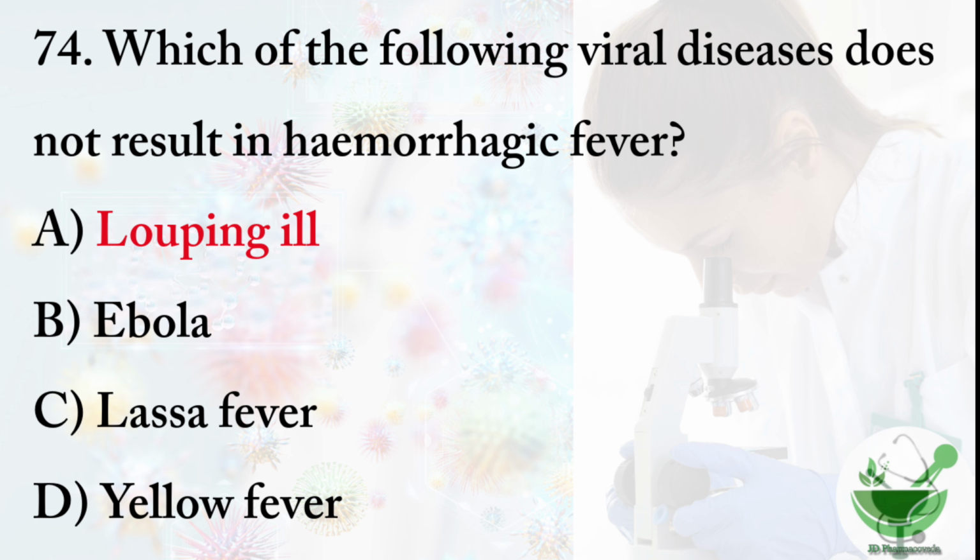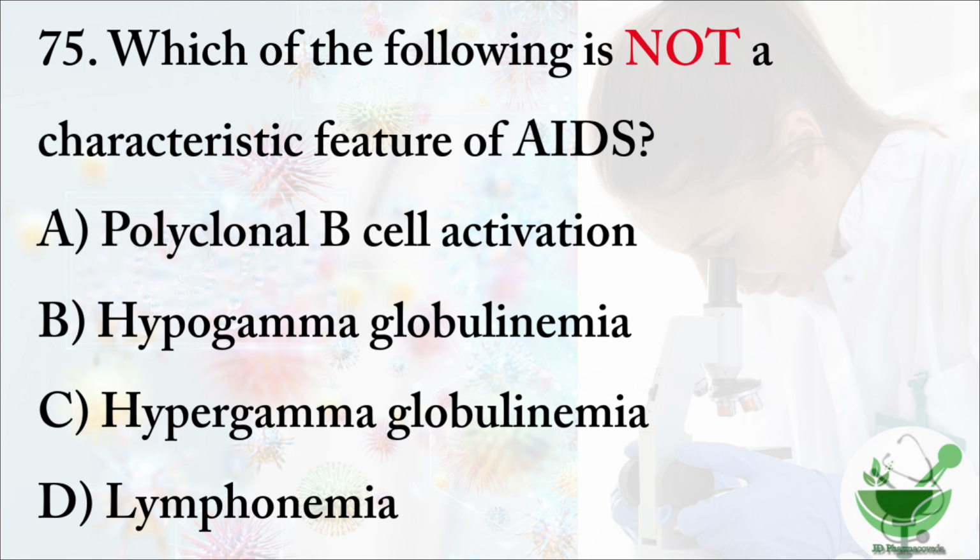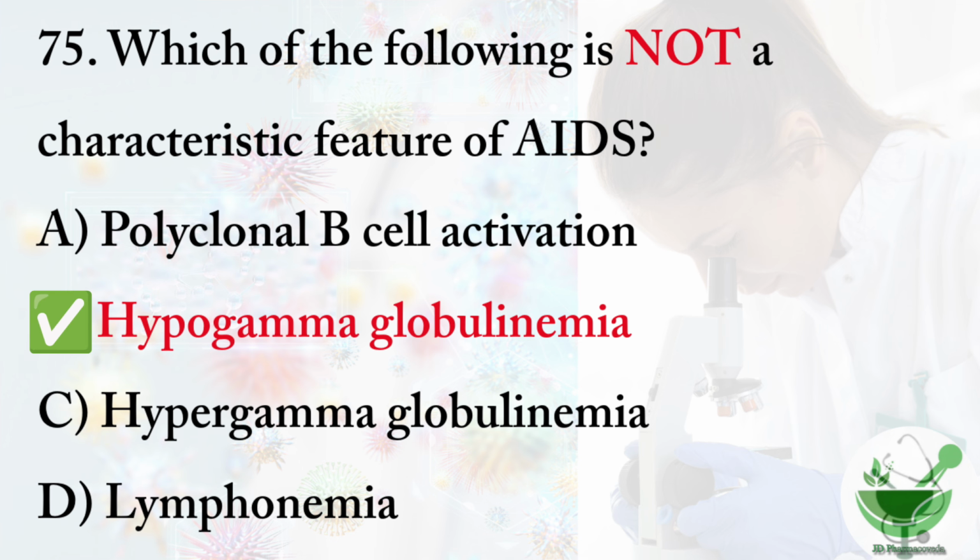Then question number 75, which of the following is not a characteristic feature of AIDS? The options are option A polyclonal B cell activation, option B hypogammaglobulinemia, option C hypergammaglobulinemia, option D lymphopenia. So the right option is option B hypogammaglobulinemia.